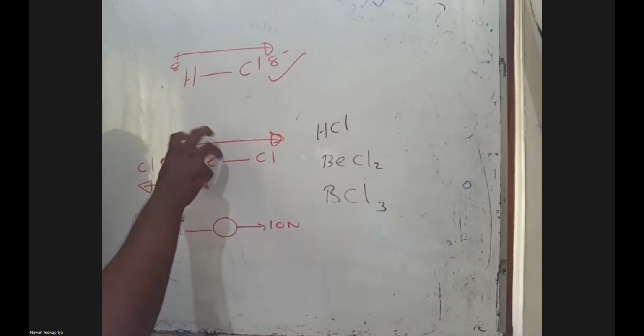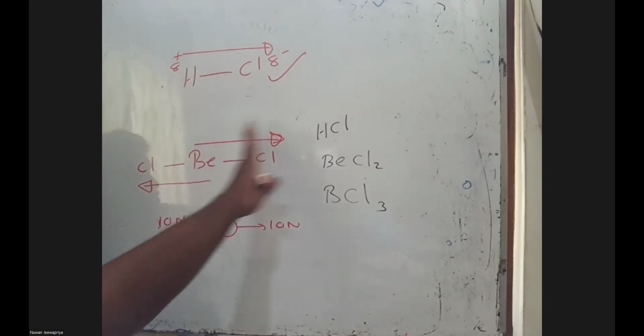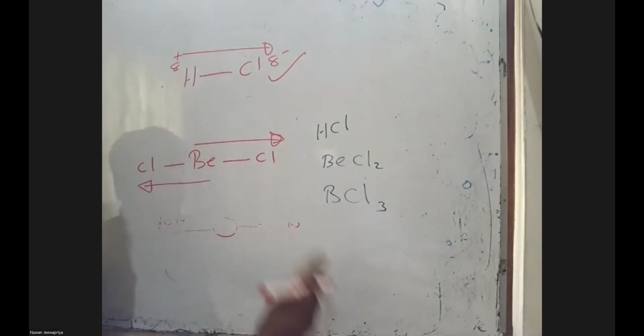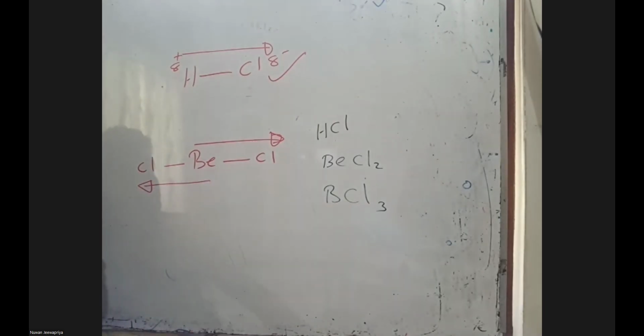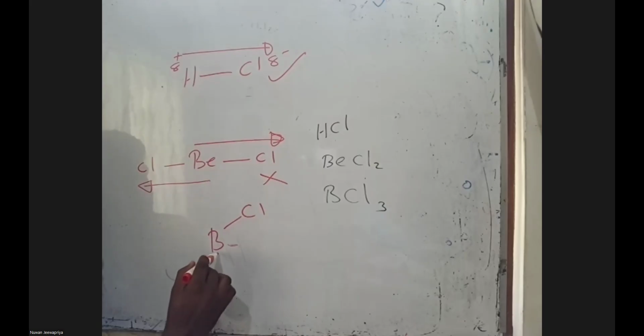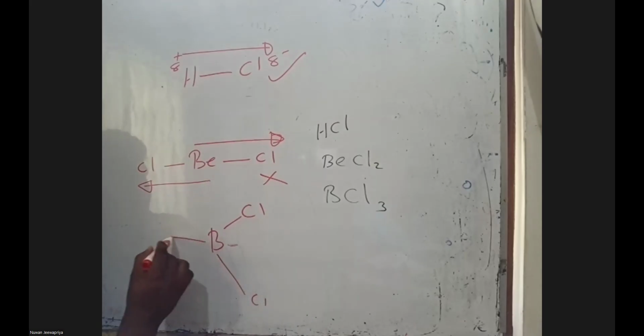In the BeCl2 molecule, this dipole moment cancels out that dipole moment, so the net dipole moment cancels out. This is not polar. Then we have BCl3, and that is also the same way. So you can see that.